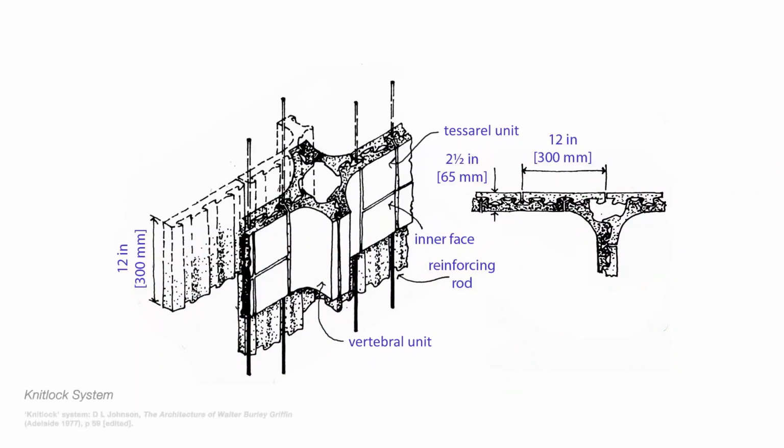Now these are called the tesseral units, and in the wall you have the whole wall built in a quite thin dimension of tesseral units, but at intervals vertical ribs called vertebral units, vertebral like a spine, which give the strength to the wall, and that's the basis of Griffin's patent.